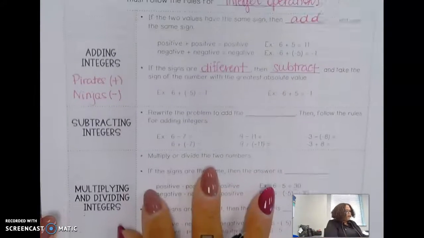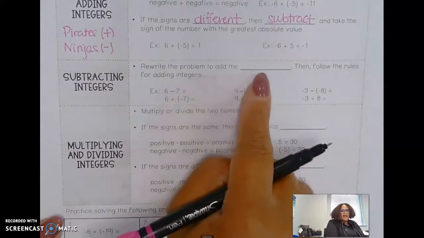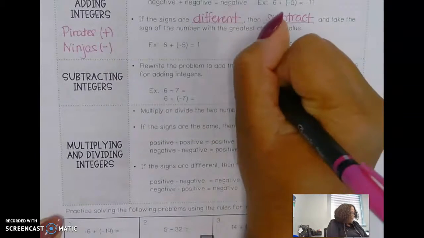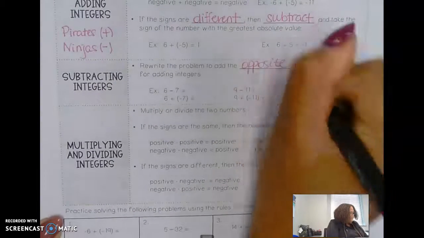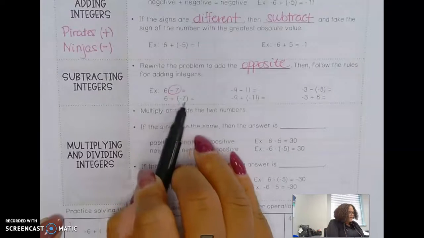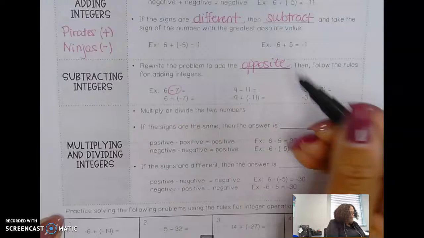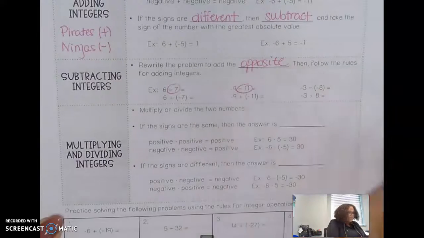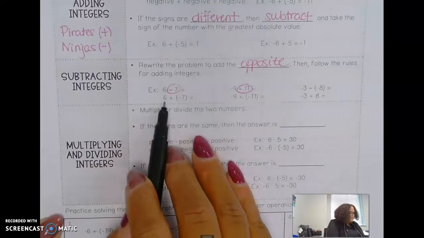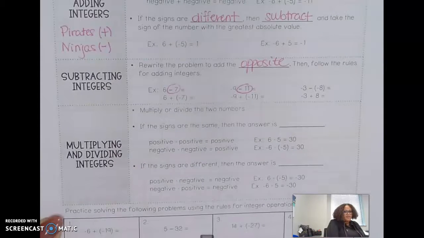Okay? For subtracting integers, this is a suggestion. We can rewrite the problem to add the opposite, then follow the rules for adding integers. Opposites. This is a negative 7, y'all. Okay? So that's why they have us rewrite it as 6 plus negative 7. I'm just bringing that negative closer to the 7. This is a negative 11, y'all. Negative 9 plus negative 11. I've got 6 positives and 7 negatives. I've got 9 negatives and 11 negatives.